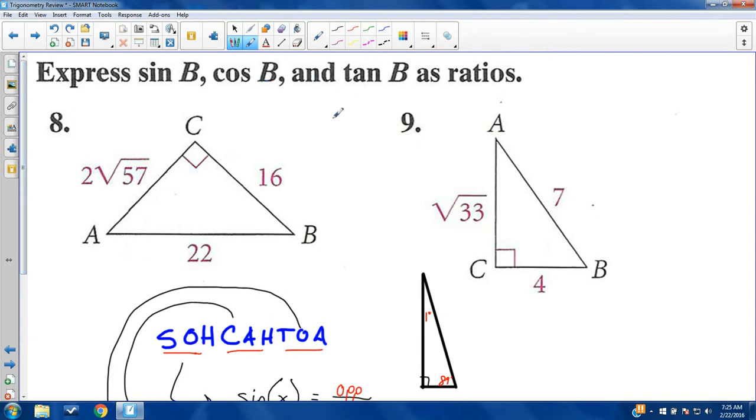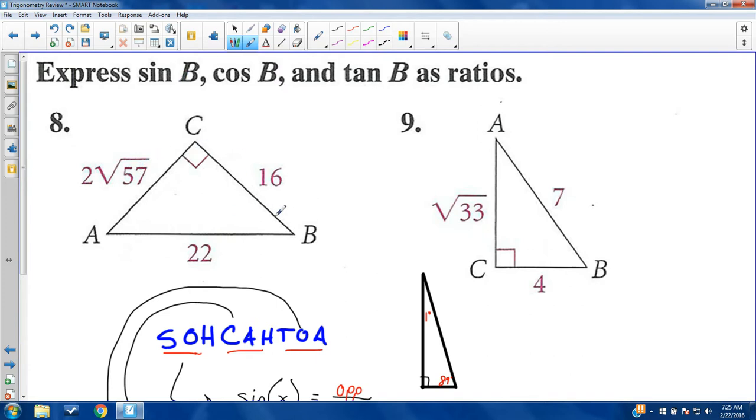Now, these just ask you to represent them as ratios, which means all you have to do is find the exact value as a fraction, and if you must simplify the radical, please do so. Looks like I won't be taking the square root of 57 anytime soon. I think that's a prime number.